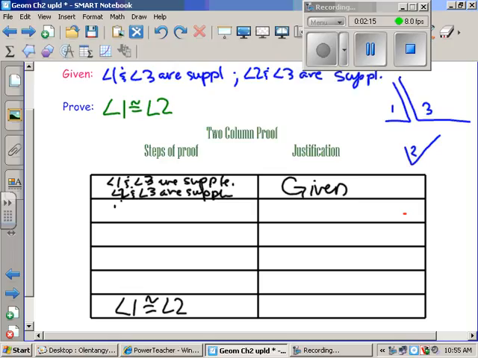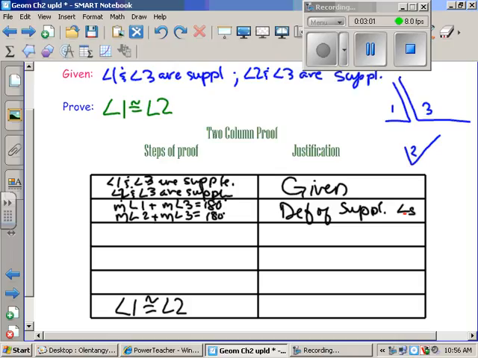So you're right. The measure of angle 1 plus the measure of angle 3 is equal to 180. And what's the other one? Yeah, 2 and 3. Measure of angle 2 plus the measure of angle 3 equals 180. Okay? Rebecca, why do you think that is? What's our justification for saying this? Absolutely. Definition of supplementary angles. Good job.